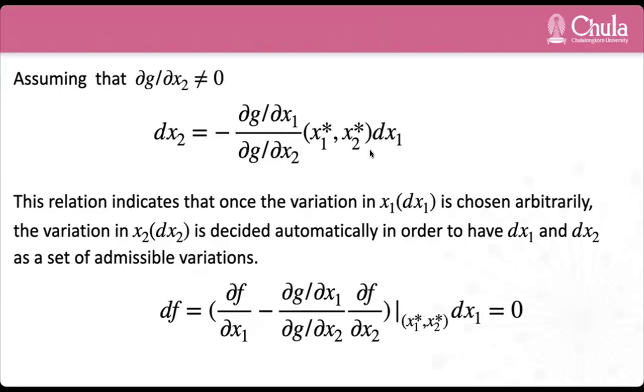If we move from x star to any place, x2 must be moved by this dx2. And it's derived from the derivative of g by x1 and the derivative of g by x2. It's written here. This relation indicates that once the variation in x1 is chosen arbitrarily, the variation in x2 is decided automatically.